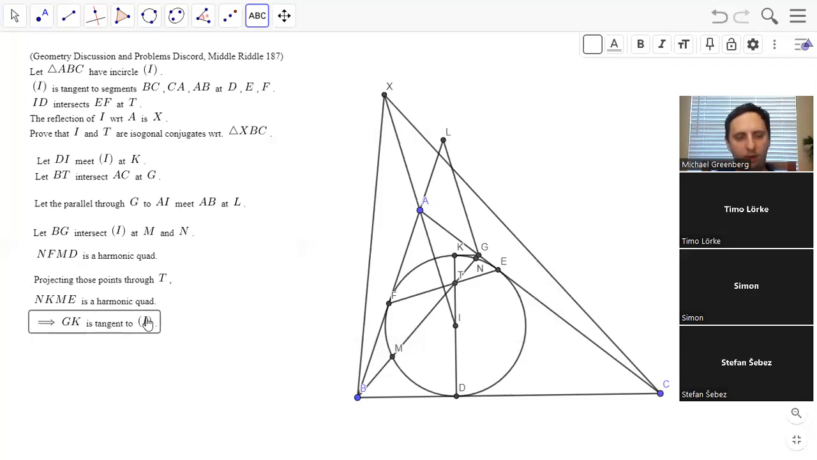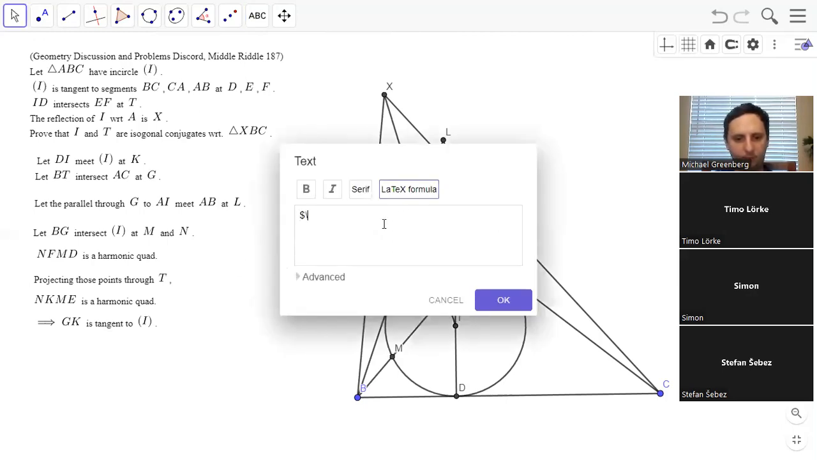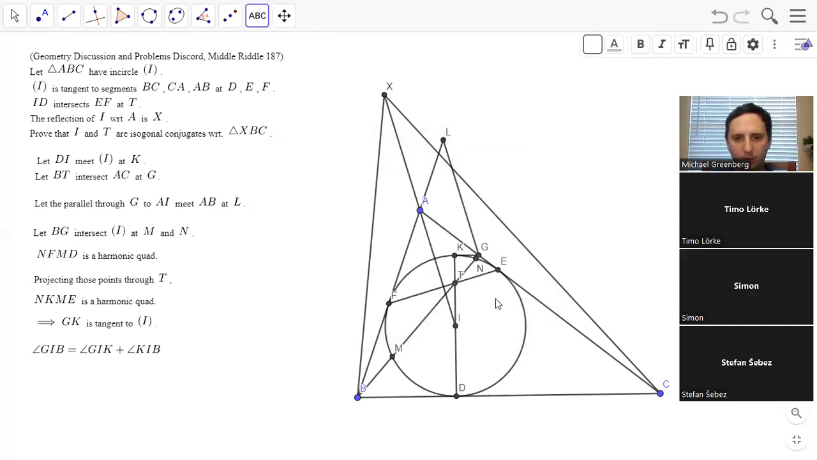Okay, and then, all right, so then we try to show that BLGI is cyclic. And you said that was an angle chase, right? So you try to calculate angle GIB. Okay, and we kind of know that because if we know that those are tangents, then this is like half of KIE. So yeah, okay. So angle GIB, that should be angle GIK plus KIB. And GIK is half of KIE. And KIB is 180 minus BID.